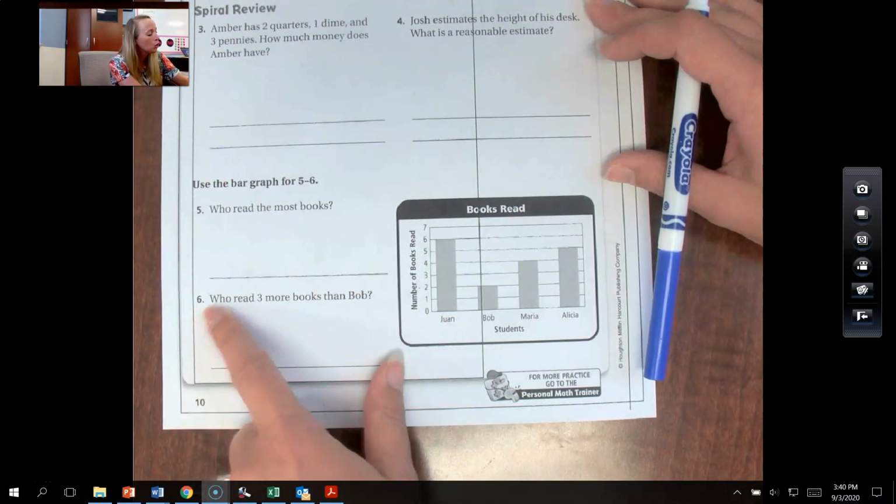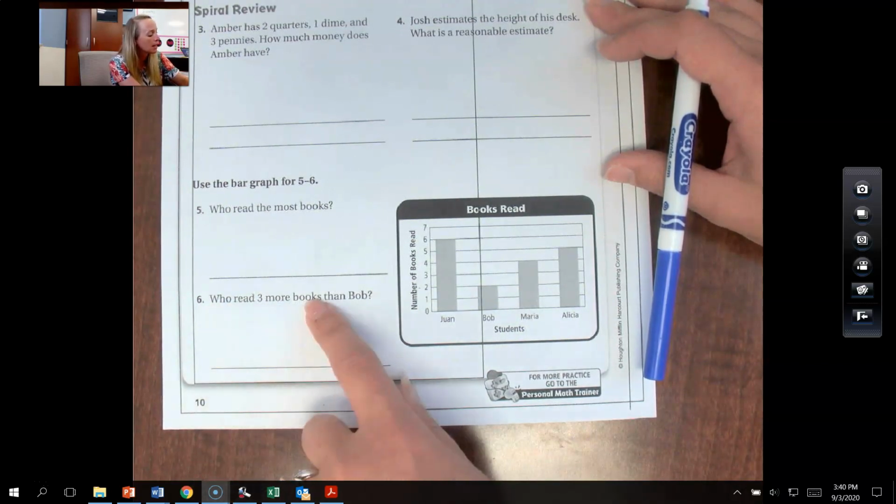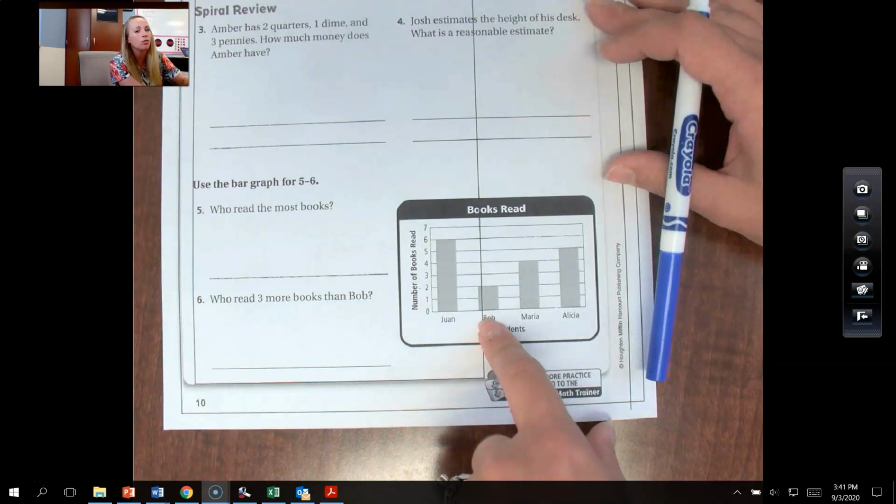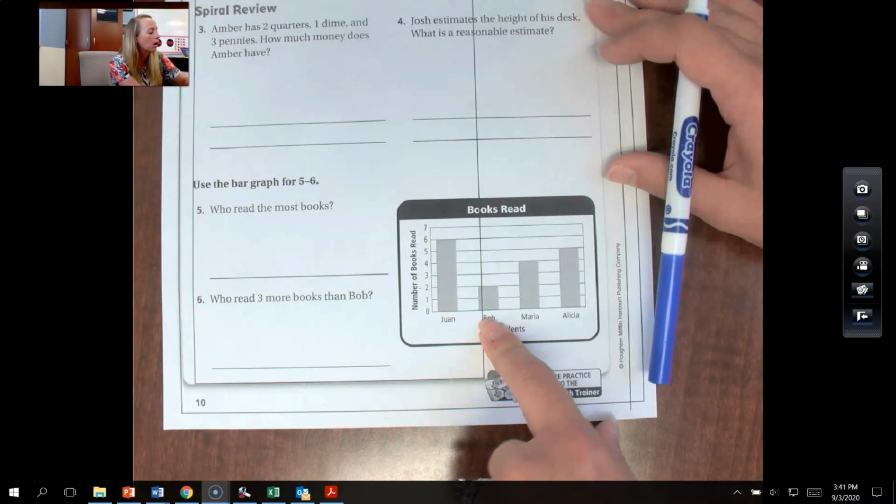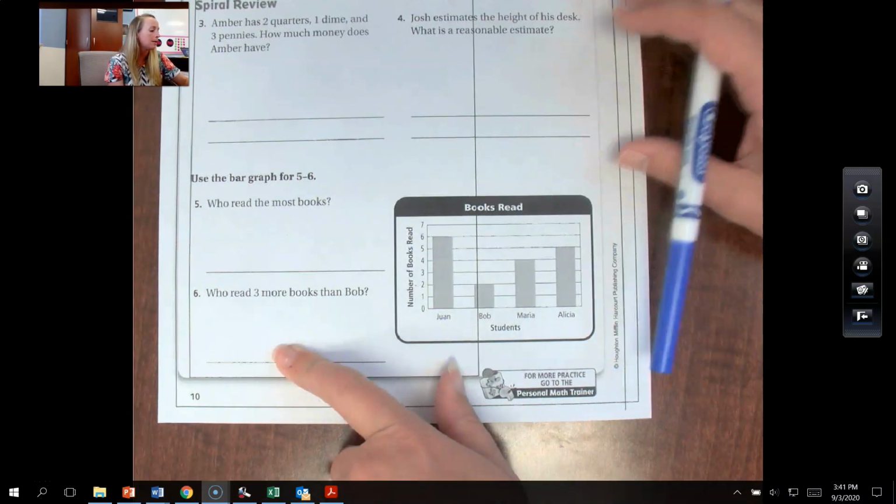Number 6. Who read 3 more books than Bob? Someone read 3 more books than Bob. Find who read 3 more and write their name on the line.